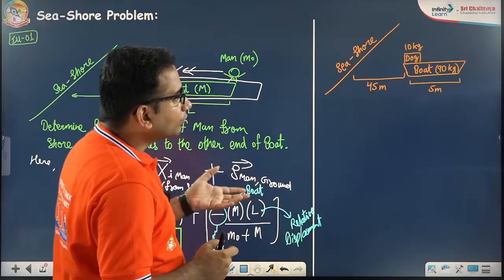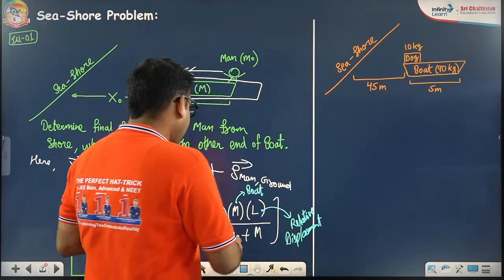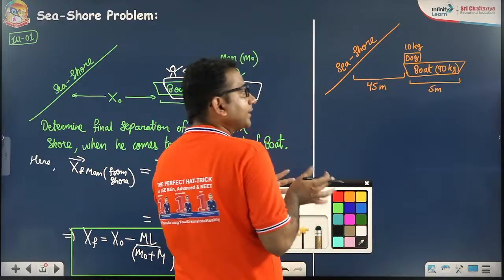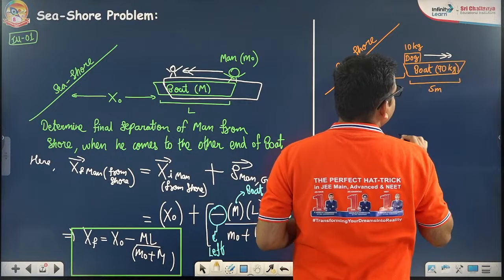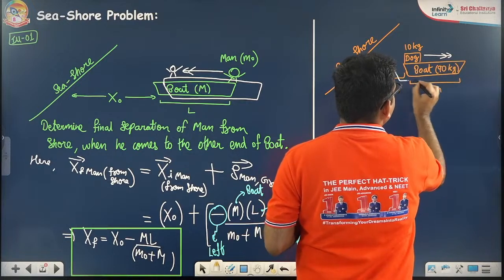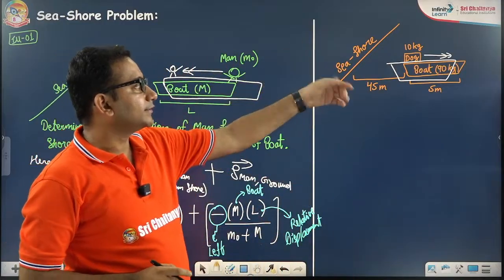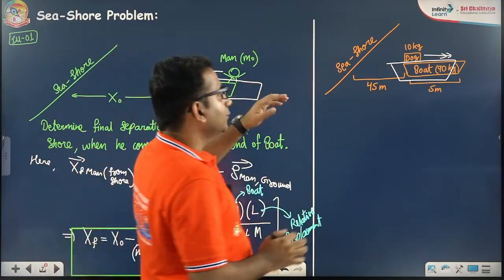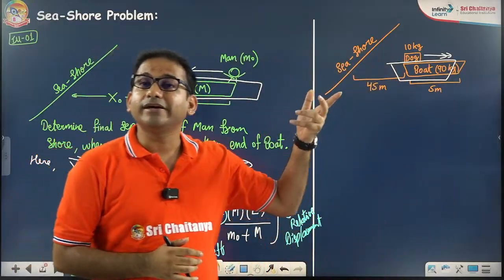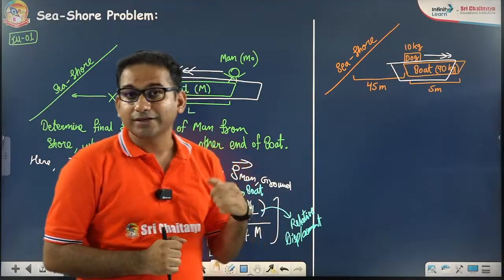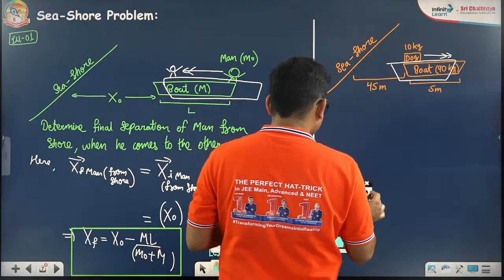All right. Now, what you see over here is that the dog moves to the other end, and then you have to tell the final separation. But again, the issue is that when the dog is moving towards this end, the boat will also be shifted a bit back. So the final separation will not be 45 plus 5, 50. It will be somewhat lesser than 50. Now, how to get that? Let me solve this in front of you here.